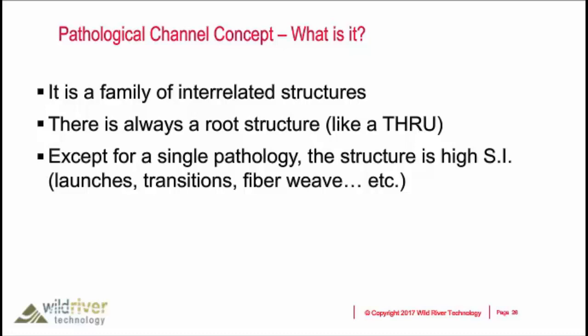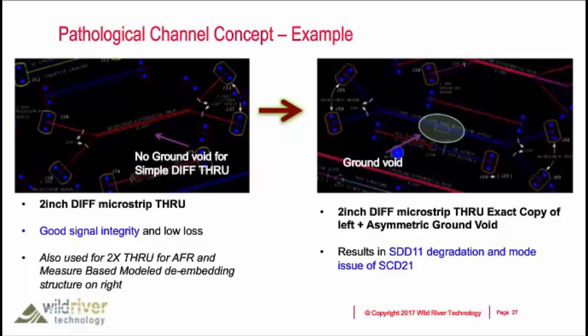So here's an example. The simple diff through on the left is just a simple differential through. The circuit on the right is the same exact twin except for one thing. You've added a ground void. Now, what does that asymmetric ground void do? Well, it adds STD1 degradation and mode issues from differential to common mode degradation. So what I could do is run a system with the left, simulate it, optimize it, and then replace it with the circuit on the right, and now I see the addition of one pathological element, which is the asymmetric through.